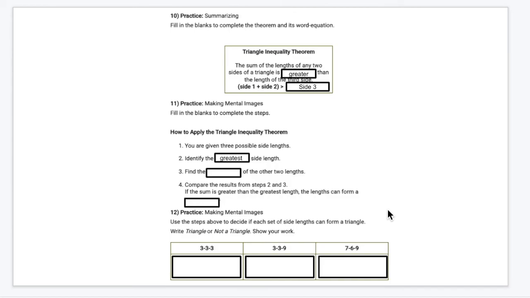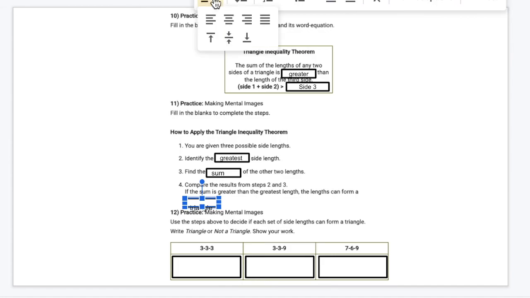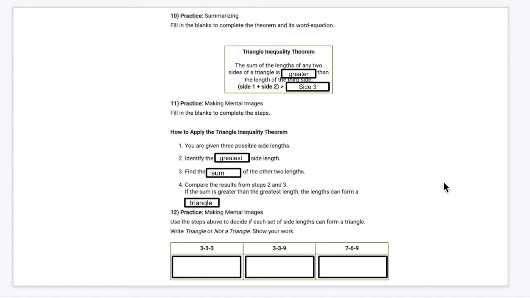Right, so we want to identify the greatest side length. And then we want to find the sum of the other 2 lengths. So we're going to add the other 2 lengths together. Okay, now if this is a triangle, then when we compare the results from step 2 and step 3, if the sum is greater than the greatest length, the lengths can form a triangle, right? This is the whole point of the triangle inequality theorem, because sometimes we're given values for sides and we can't actually form a triangle based on those values, right?